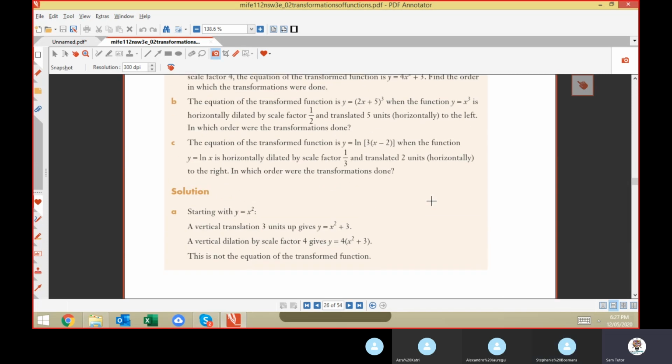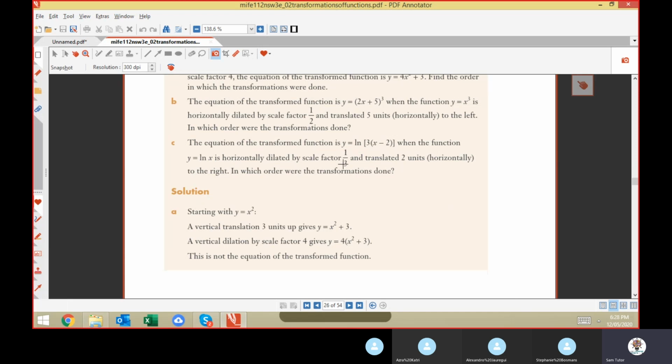All right, and C. The equation of the transformed function is y equals ln 3 bracket x take away 2. So log and then 3, which is a dilation horizontally, x take away 2, which is a translation horizontally to the right. When the function is horizontally dilated by a scale factor of a third, translated 2 units to the right, in which order were the transformations done? Again, think about it. Let's say you decided to translate it 2 units to the right. Therefore, you would write log of x minus 2, right? From log x becomes log x minus 2.